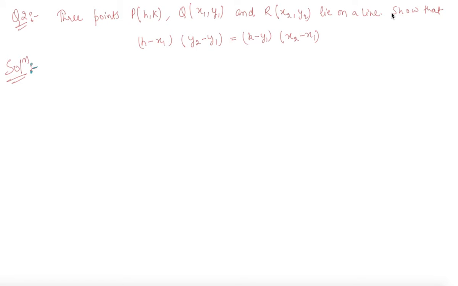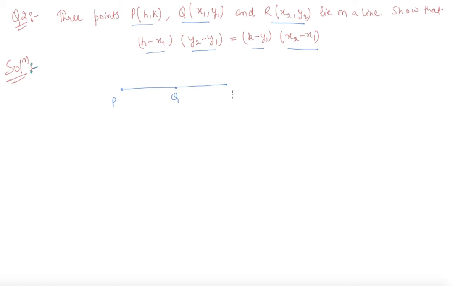So here is the second question in which we are given 3 points P, Q and R having coordinates (h, k), (h1, y1) and (h2, y2) respectively. Okay, and we need to show that (h minus h1) into (y2 minus y1) is equal to (k minus y1) into (h2 minus h1). So how we will proceed for these types of questions is that we are given P, Q, R lie on a line.